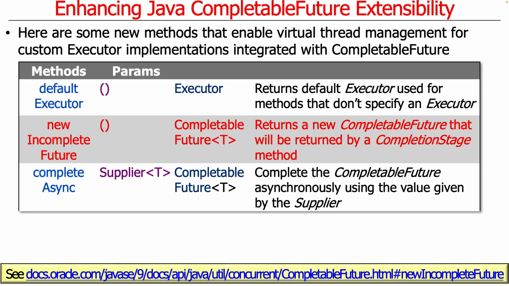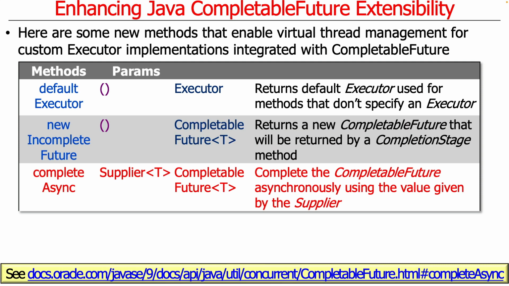There's also another method called newIncompleteFuture, which is called back by the framework at certain points in order to get back a new completable future that will be returned by a completion stage method. We'll talk about what that is in a second. The final piece of the puzzle is completeAsync, a method that was added in order to take a completable future, like one that knows how it's going to be run with virtual threads, and then complete it asynchronously using the supplier that's passed in as a parameter.